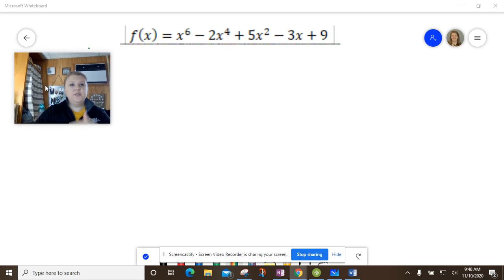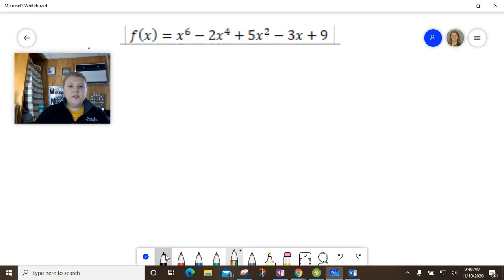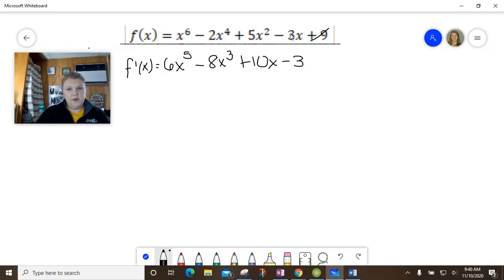Okay, so how do we actually find the first and second derivative and so on? If I have a basic polynomial function here, we know how to find the first derivative. We're just going to apply our basic power rules. So I have 6x to the fifth minus 8x to the third plus 10x minus 3. Notice that the derivative of 9 as a constant is 0.